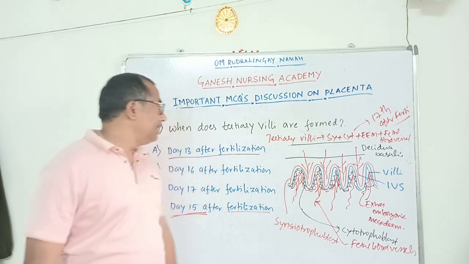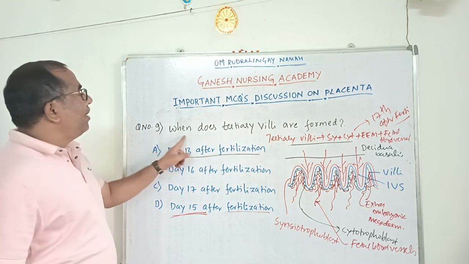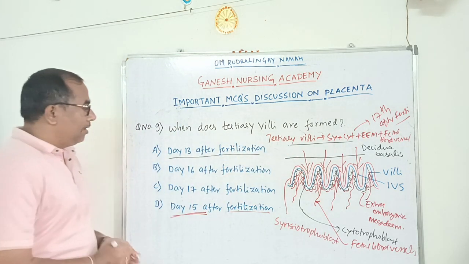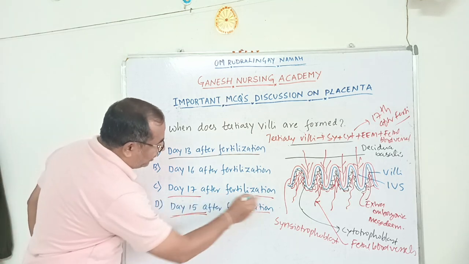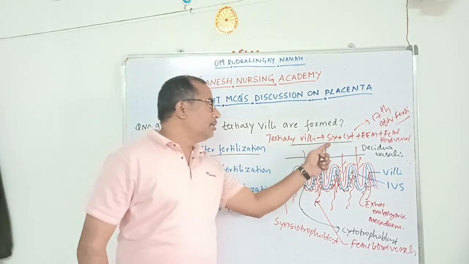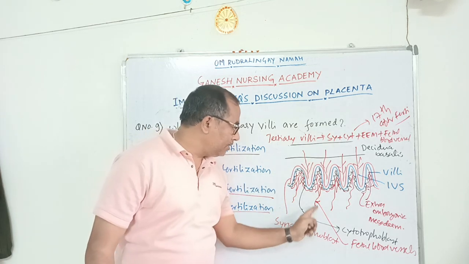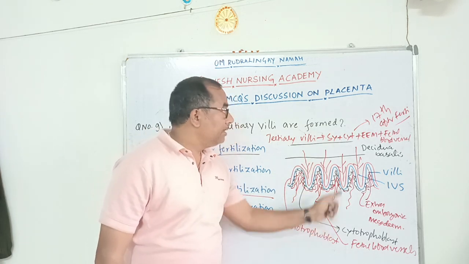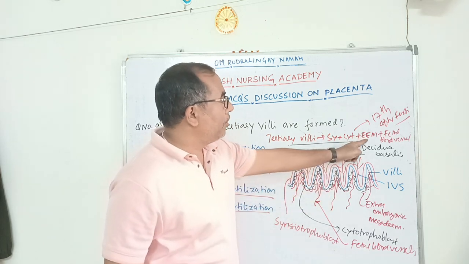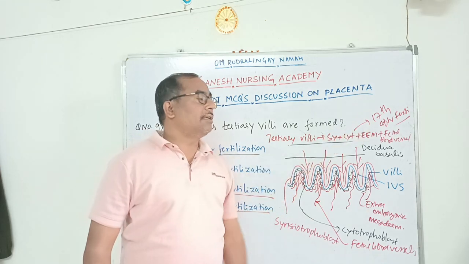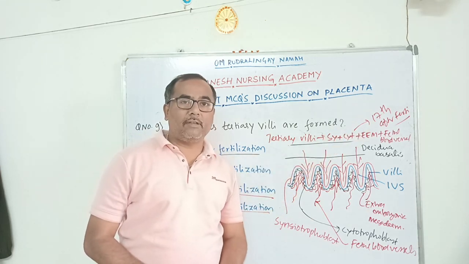So I hope this concept is clear. What is the question here? When are the tertiary villi formed? The tertiary villi are formed on day 17 after fertilization, which consist of syncytiotrophoblast and cytotrophoblast, extra embryonic mesoderm and fetal blood vessels. I hope this concept is clear for all of you.